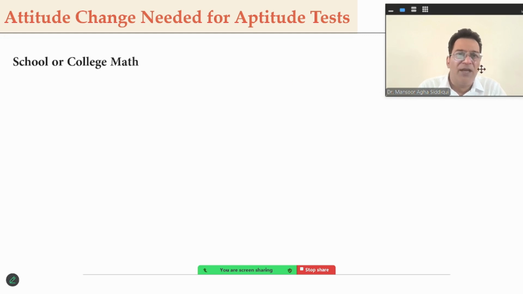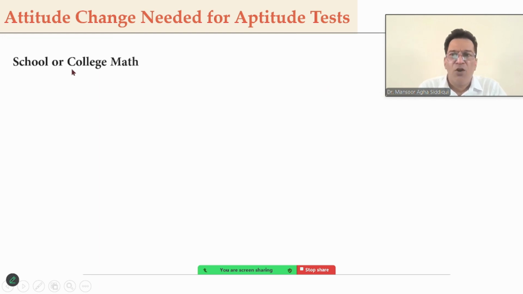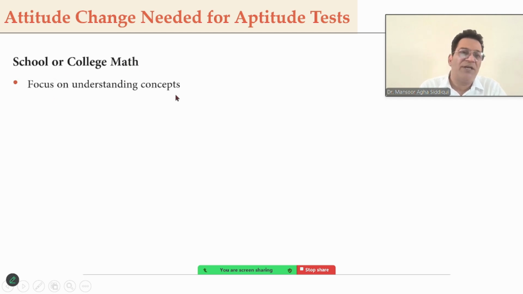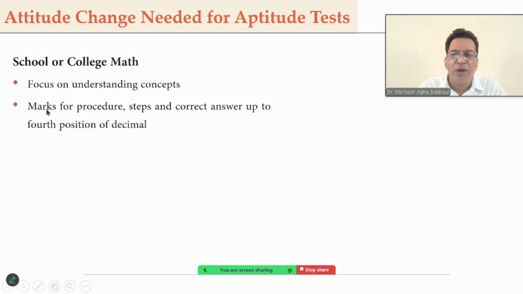Then, in case of aptitude test, you have to understand that there's a clear attitude change which is required when you are handling mathematics or the basic numeracy part. Your school or college mathematics is different from whatever is tested in case of the CSAT in the name of basic numeracy. So if you look at school or college exam mathematics, then the focus is upon understanding concepts. You get marks for procedure, steps, and correct answer up to fourth position of decimal.